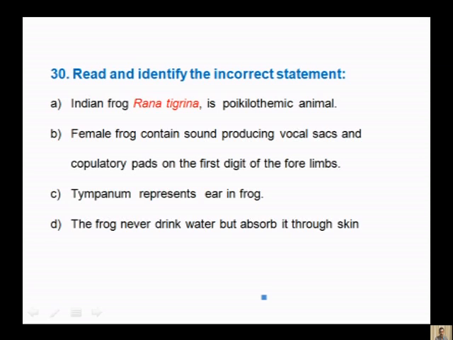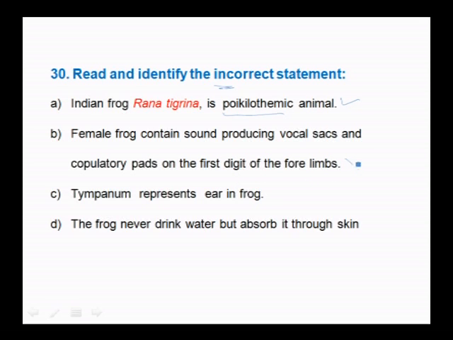Read and identify the incorrect statement. Look at this. We need to identify the incorrect statement among these. Indian frog, Rana tigrina, is a poikilothermic animal. Poikilothermic animals are the cold-blooded animals which cannot regulate their body temperature according to their environment. This is correct. Female frog contains sound producing vocal sac and copulatory pads on the first digit of the forelimb.